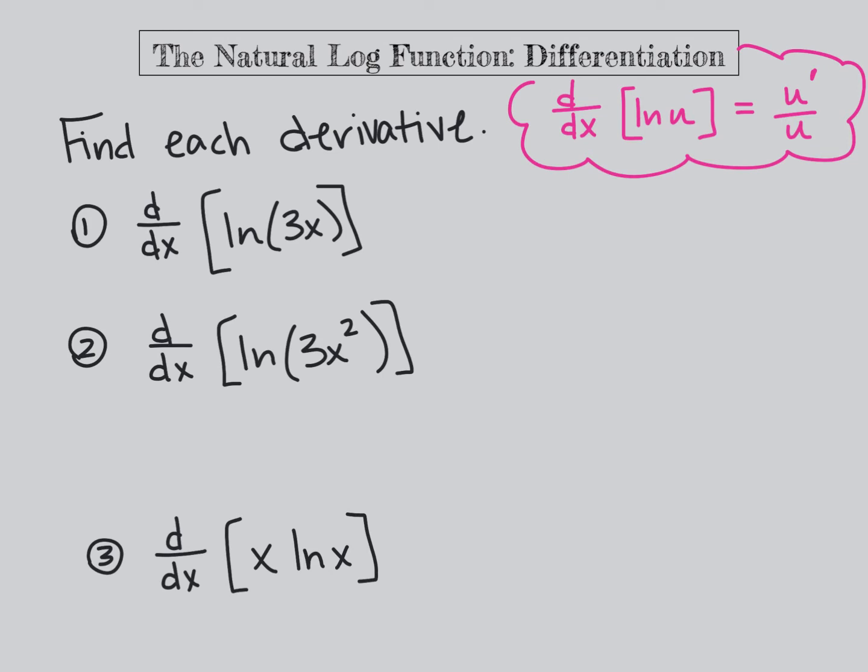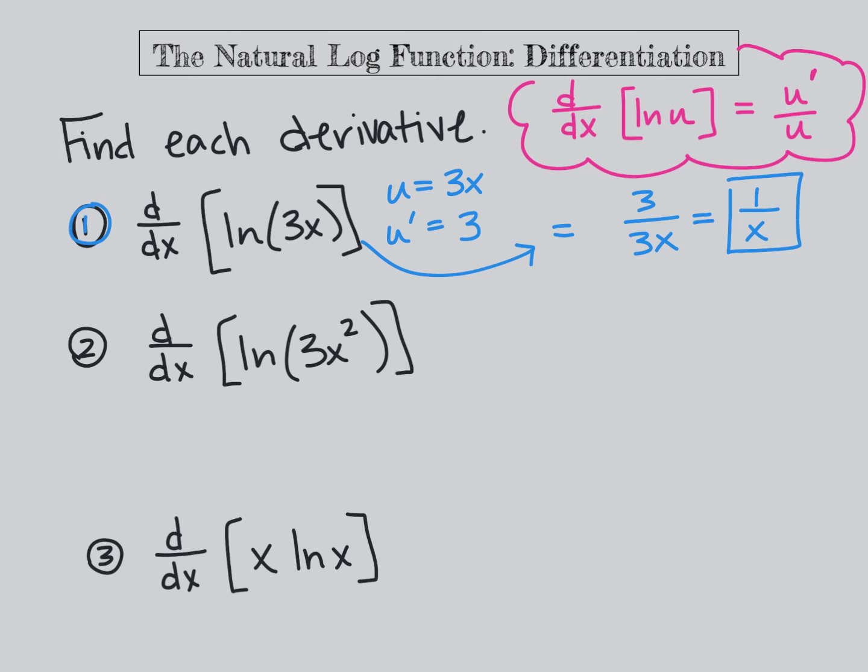Let's take a look at 3 examples for finding the derivative of different natural log functions. Up top here in pink, I wrote our rule for the derivative of the natural log of any u. In number 1, our u value is 3x. So I know that my denominator is going to be 3x. The numerator is going to be the derivative of that. So I'll write this one out in depth. Our u value will be 3x, and our u prime is 3. Because of the power rule. So the derivative here is going to be 3 over 3x, which simplifies to 1 over x.